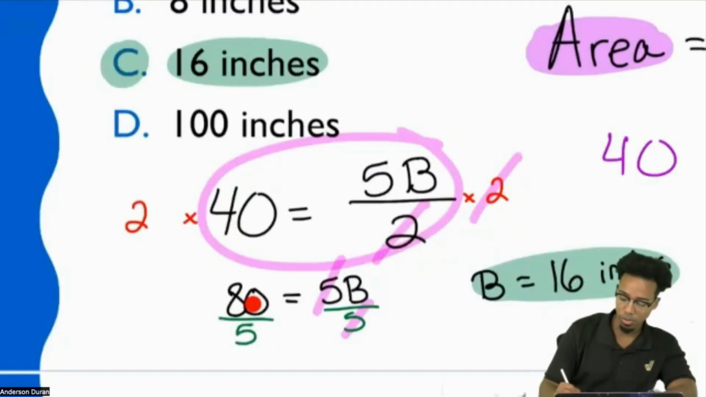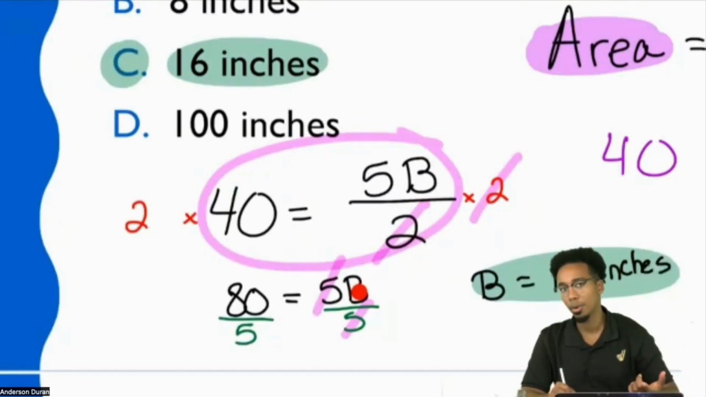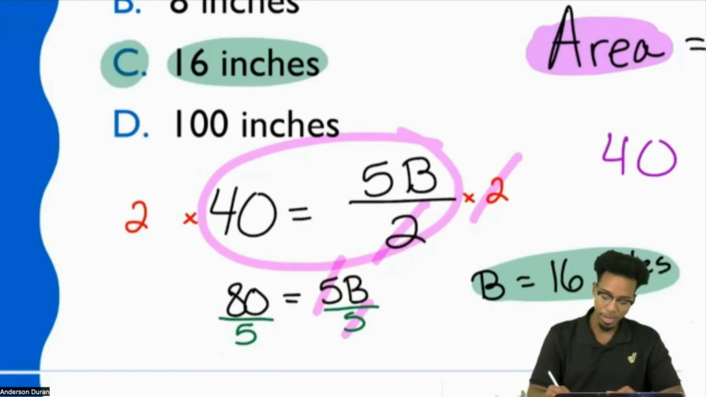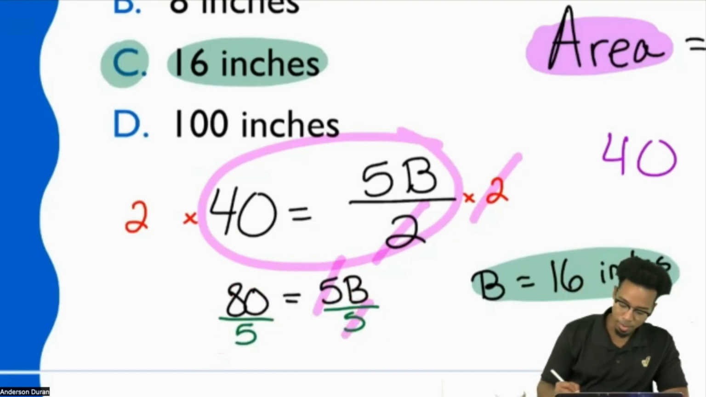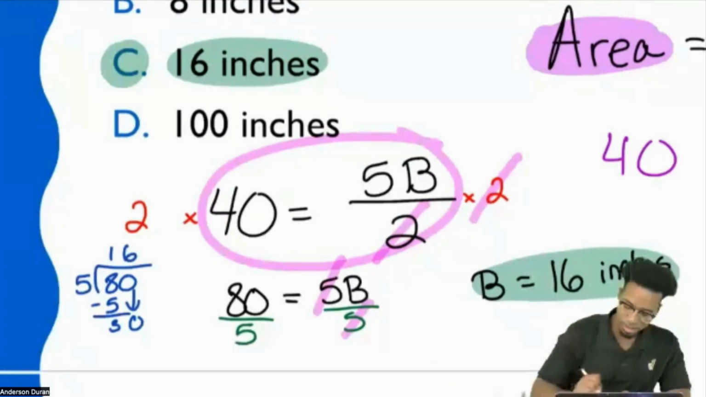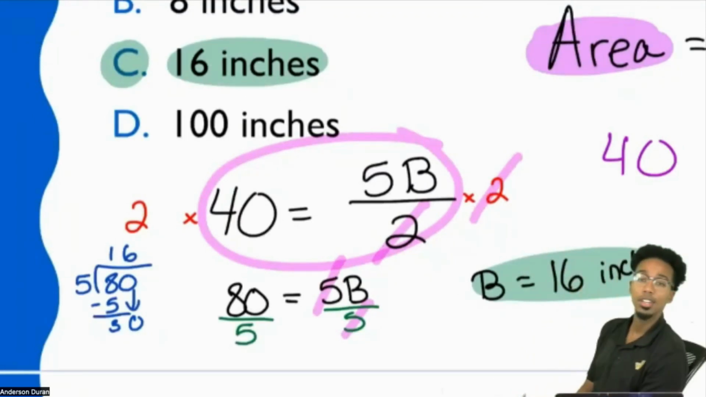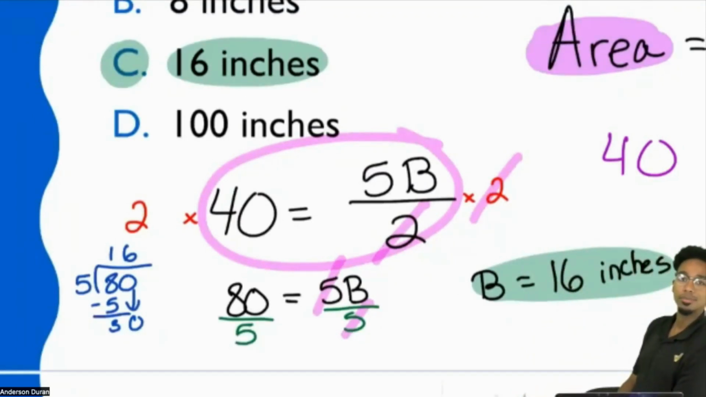2 times 40 gives you 80. And then to get rid of that 5, well, we're just saying, hey, that's 5 times B. So to get rid of the 5, we're going to divide by 5 on both sides. And that's why you see this right here on both sides. That cancels out. And once we do 80 divided by 5, I can go ahead and write it out for us right here. 5 goes into 8 one time. Then 0, 5 goes into 30 6 times. So then you get 16, and that's where my big old head's covering the answer. 16 inches right there.